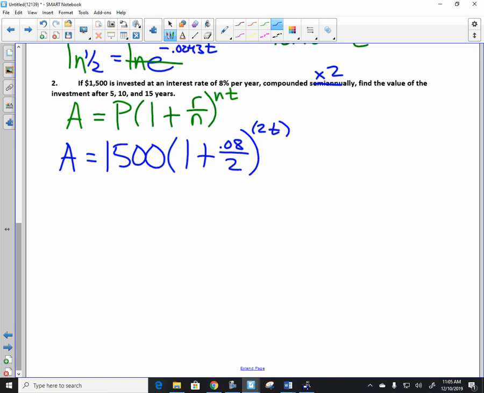We're going to be 5, 10, and 15. So as opposed to doing the problem 3 times, I'm going to write an expression, a function, and I'm going to use my calculator to then compute it quickly. The amount is equal to 1,500 times, look at what we have here, 0.08 divided by 2 is 0.04, so I get 1.04 raised to the 2t power.